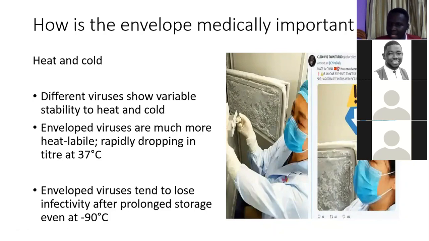We say they are heat labile. When an organism or a virus is heat labile, it means that it doesn't tolerate heat. So heat at 37 degrees Celsius for some time would actually deactivate the virus. So it is actually true. We can use heat to get these enveloped viruses deactivated.